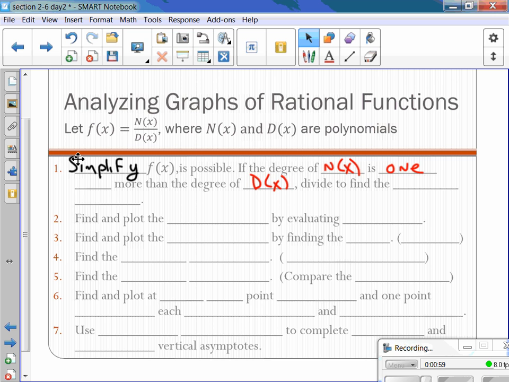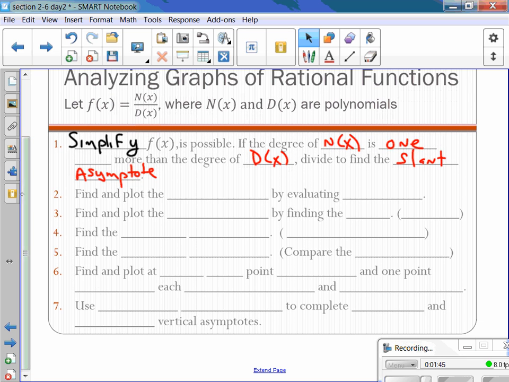What do we want to do? We divide and find the quotient, which gives us the slant. We just did it in the last example. If the numerator is one degree higher than the denominator, divide, whether it's synthetic or long division, to come up with a quotient, which gives us a slant. Okay.